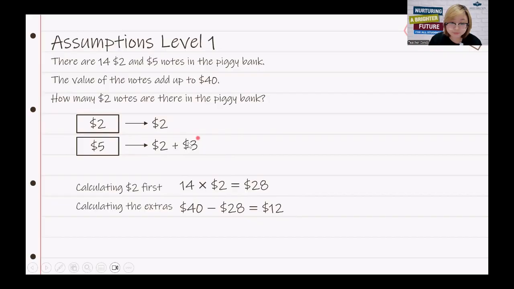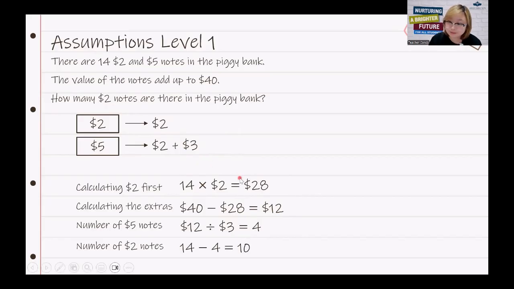So remember, $5 has $3 extra. How many $3 will make $12? So we can find the number of $5 notes first. $12 divided by $3 each. There are 4 pieces of $5 notes. But the question is asking for $2 notes. So the number of $2 notes, total there's 14 pieces, right? So 14 minus 4, there are 10 pieces of $2 notes here.